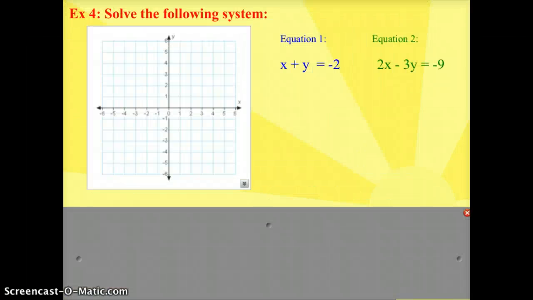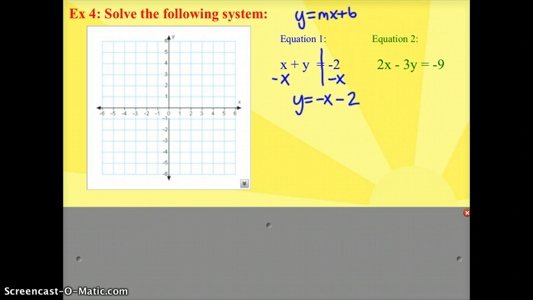So, example 4. I have two equations. My first equation is x plus y equals negative 2. First thing I want to do is I want to get into slope intercept form. So to do so, I'm going to minus the x to the other side, and I get y equals negative x, and it's a negative 2, so I have minus 2.